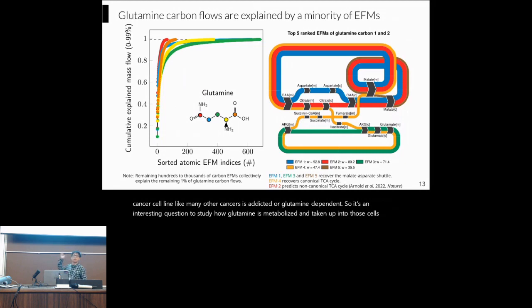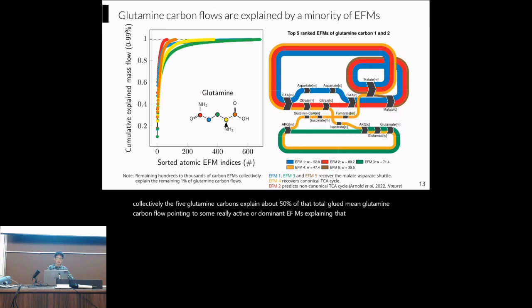So we have many thousands of these carbon EFMs, and what we did is, on the left, graph the cumulative explained glutamine flow as a function of the individual carbon EFMs of glutamine, from highest weighted according to our model to smallest. And as you can see, the top 5 EFMs for collectively the 5 glutamine carbons explain about 50% of that total glutamine carbon flow, pointing to some really active or dominant EFMs explaining that metabolism.